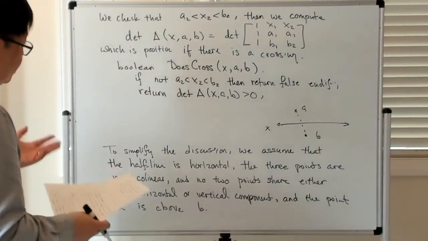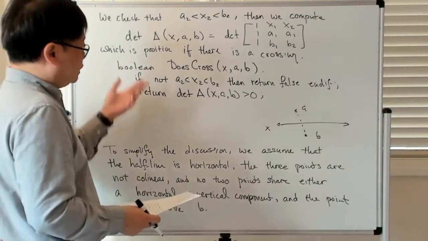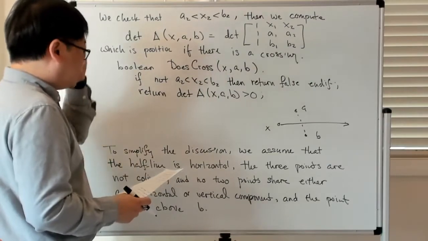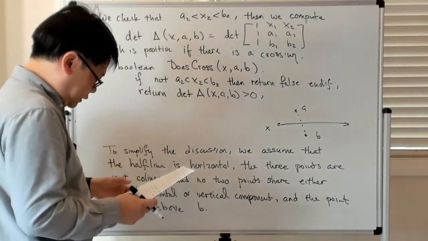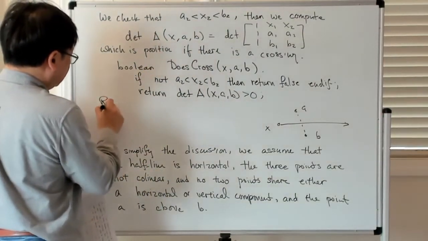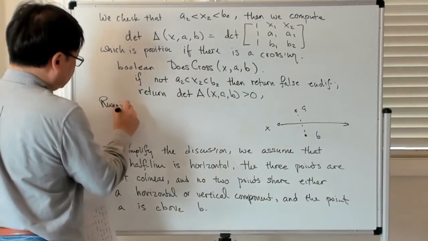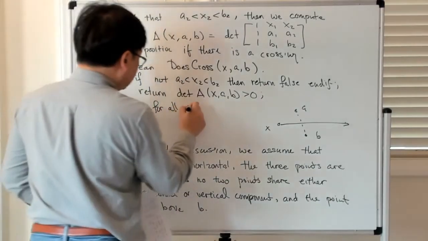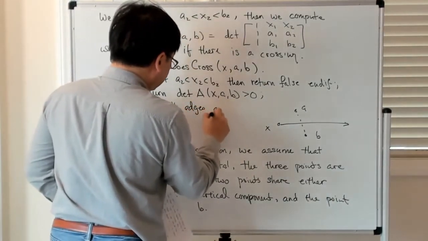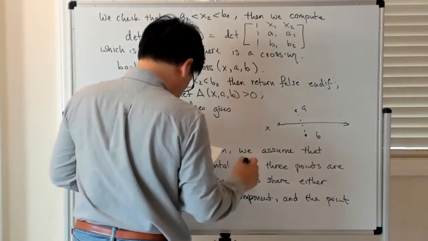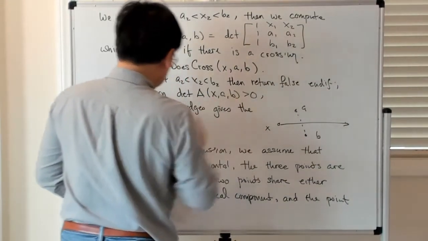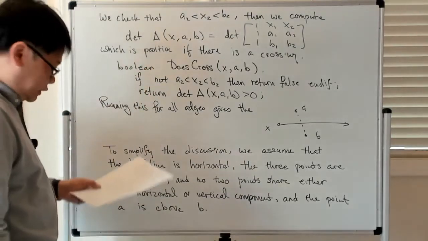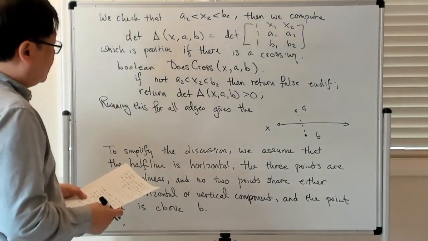And then what you do, of course, is run this does-cross routine for every edge in order to give you the number of crossings. Running this for all edges gives the number of crossings, or you count the number of times that thing returns a true statement.